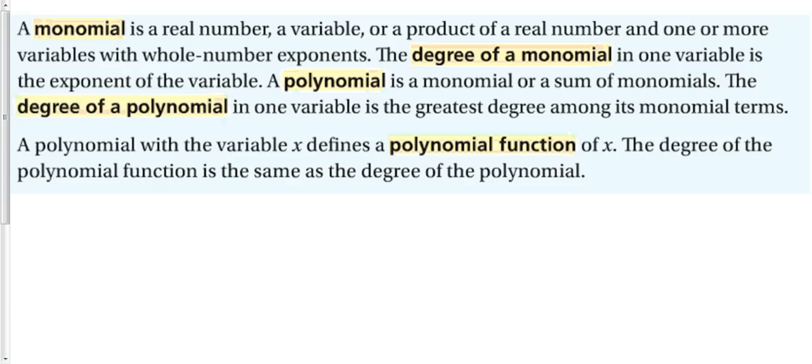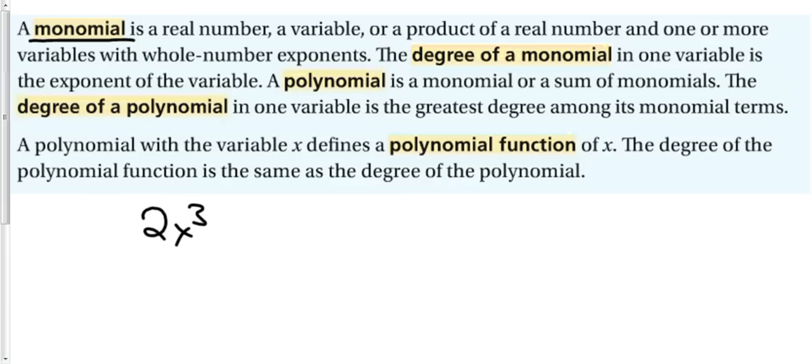So first, some vocabulary. A monomial. You should all know what this is. Mono, from Greek, means one. So a monomial is a real number, a variable, or a product of a real number and one or more variables with whole number exponents. Something that looks like that. That is a monomial because we are multiplying a real number and a variable together.